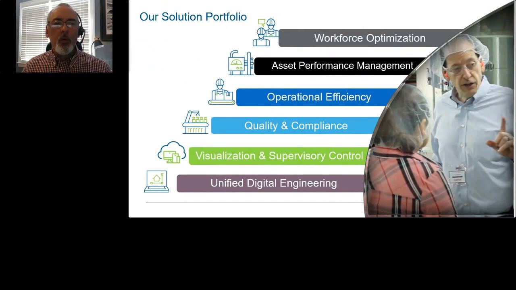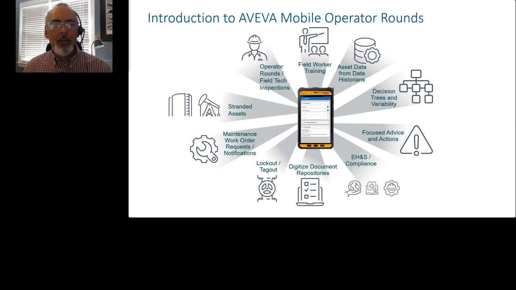So the tool we're talking about today, AVEVA Mobile Operator Rounds, is in the Asset Performance Management domain. You could say it's also in the Workforce Optimization domain, but it's not super critical which domain we put it in. I just want to give you some insight into what that tool is and what it might do.